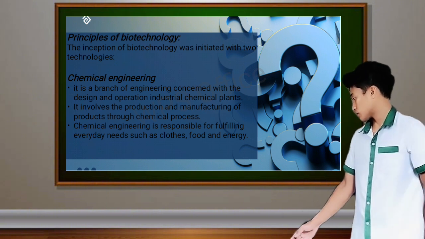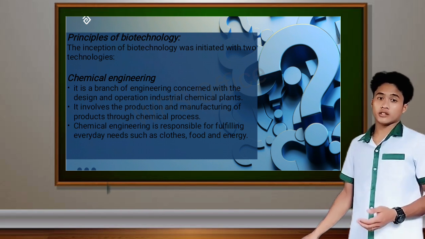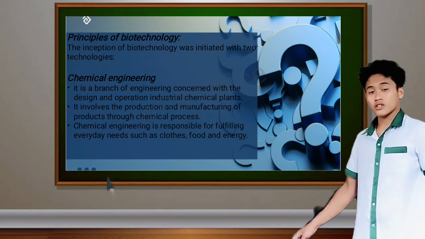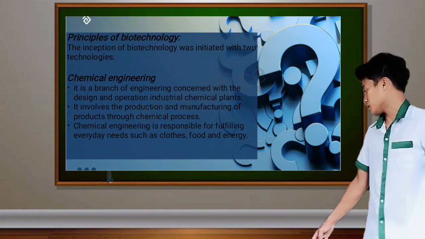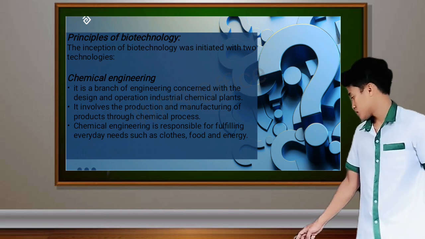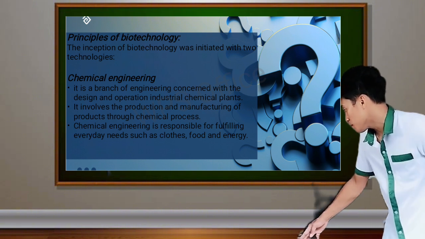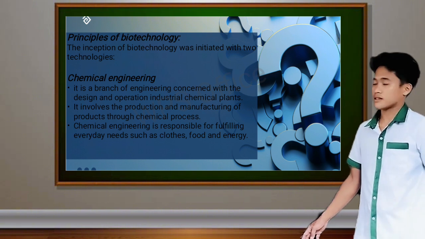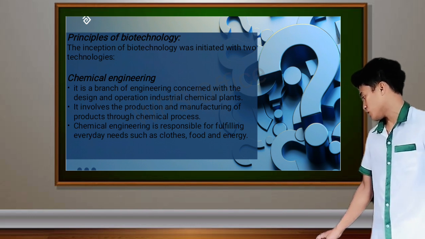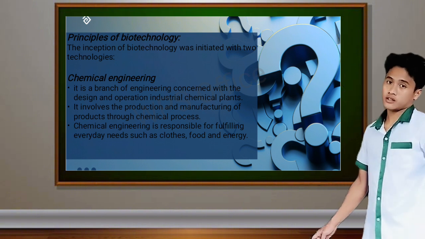The inception of biotechnology was initiated with two technologies. These are chemical engineering and genetic engineering. So chemical engineering is a branch of engineering concerned with the design and operation of industrial chemical plants. Number 2, it involves the production and manufacturing of products through chemical processes. Number 3, chemical engineering is responsible for fulfilling everyday needs such as clothes, food, and energy.